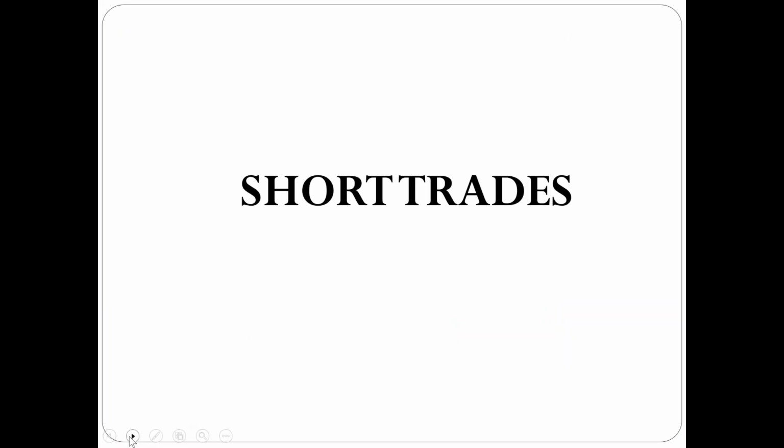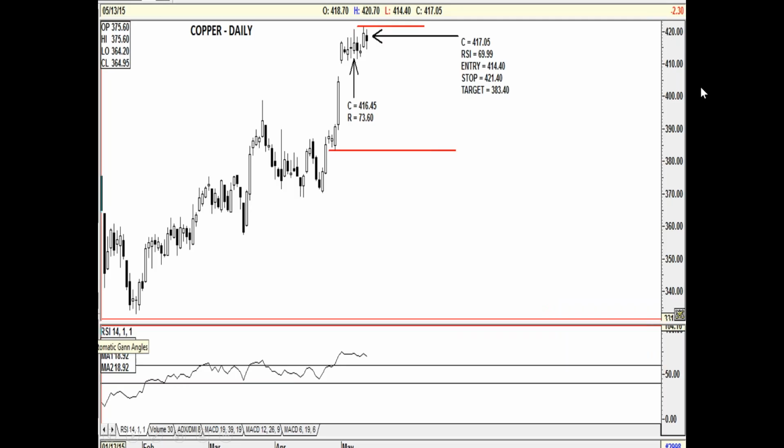So these were the long setups. Now we discuss short setups. I'm discussing a commodity. Excuse me, copper. Now the close is 416.45 on this candle, and see, I am only considering 2 to 5 candle setups, not more than that. This is more important.